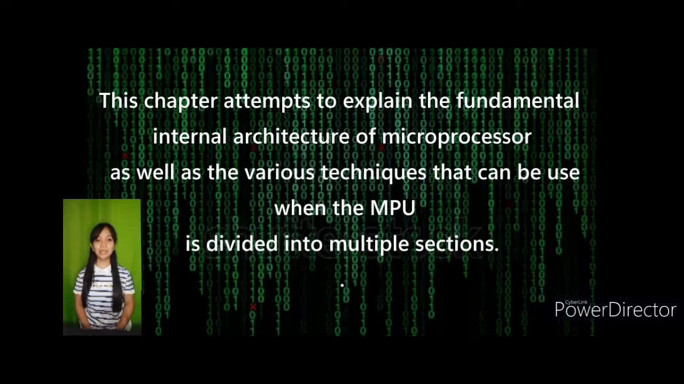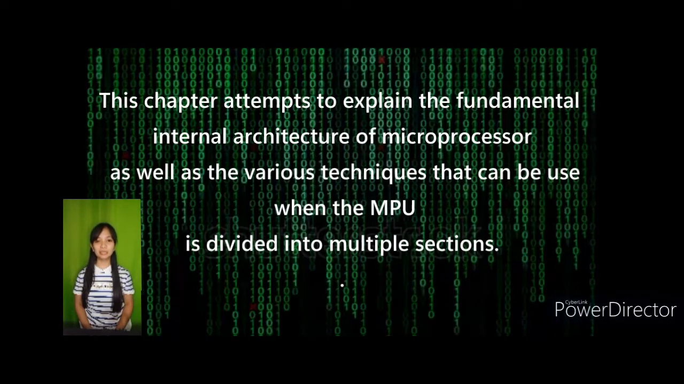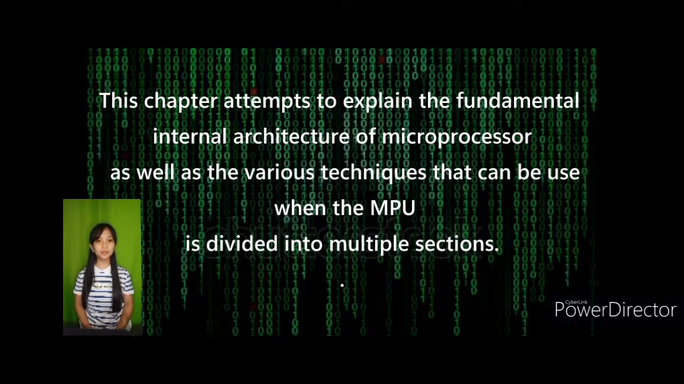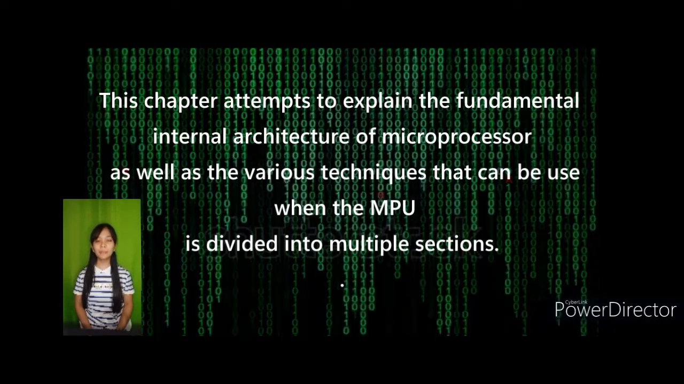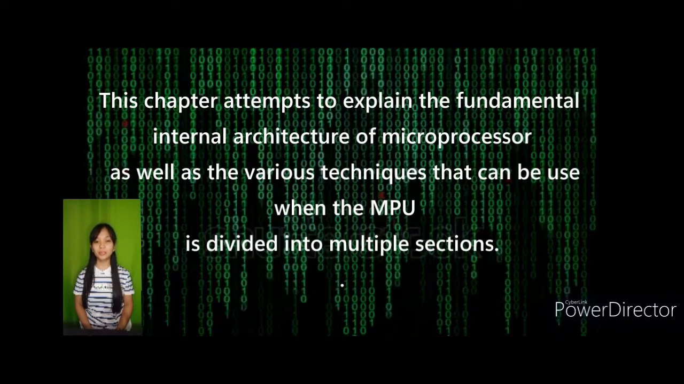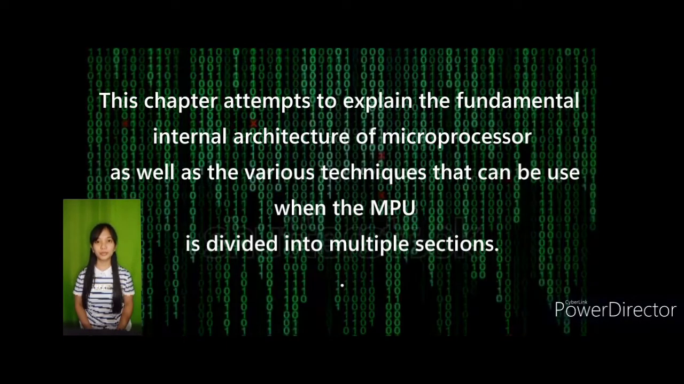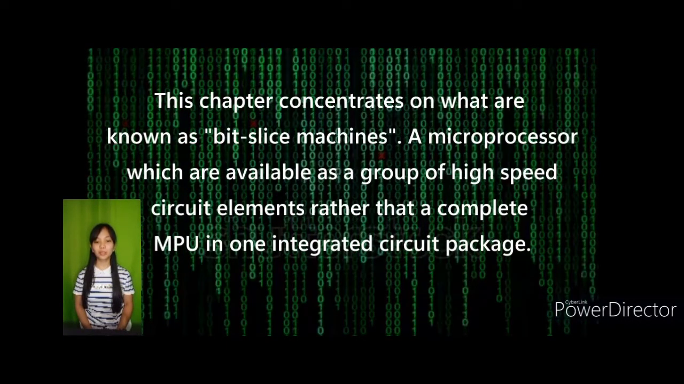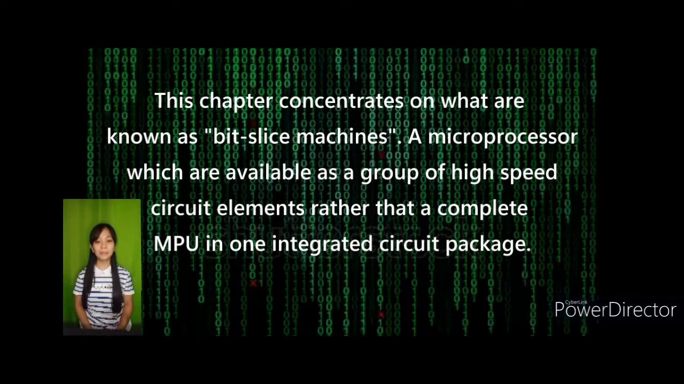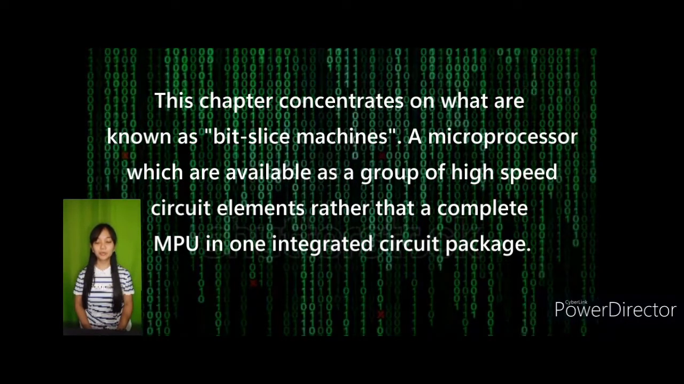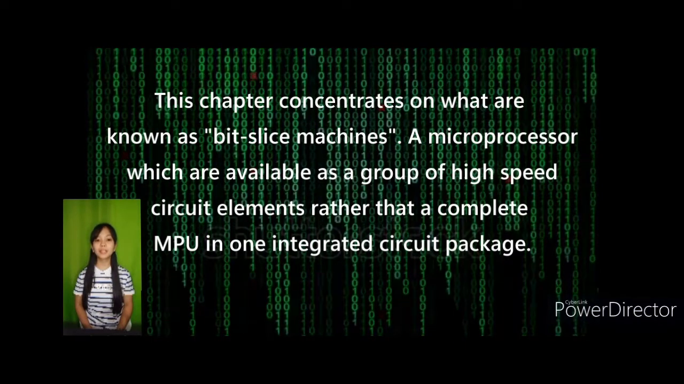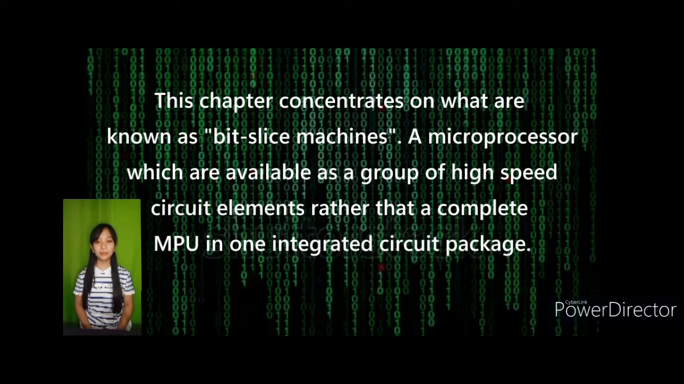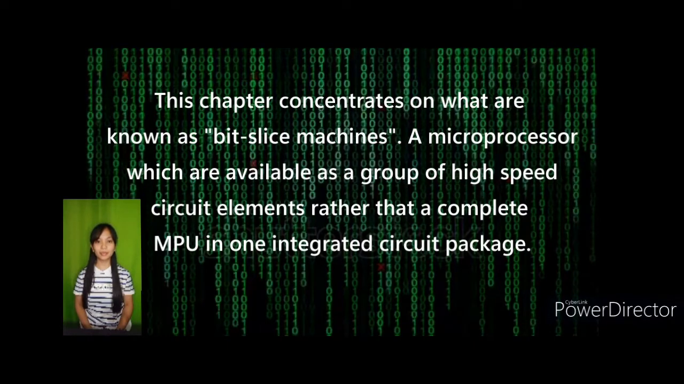This chapter attempts to explain the fundamental internal architecture of a microprocessor as well as the various techniques that can be used when the MPU, or microprocessor unit, is divided into multiple sections. This chapter concentrates on what are known as byte-slice machines, microprocessors which are available as a group of high-speed circuit elements rather than a complete MPU in one integrated circuit package.